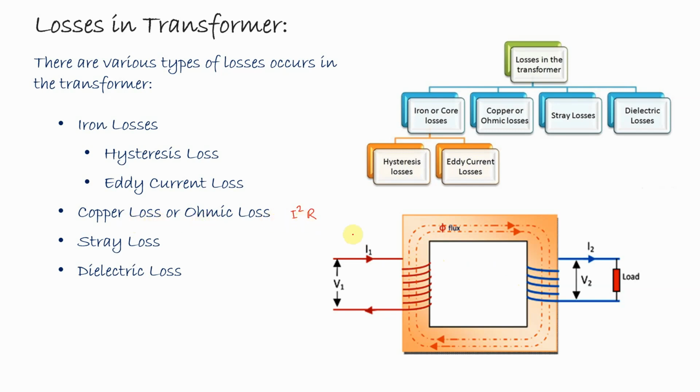It is considered the copper loss because this loss occurs due to the resistance of the conducting material, and generally copper is used as the conducting material for the transformer. So I square R loss basically occurs in the windings of the transformer, which are made of copper. That's why it is also called the copper loss. And then the stray loss and the dielectric loss. So let's discuss one by one.